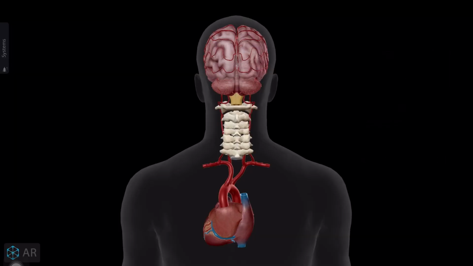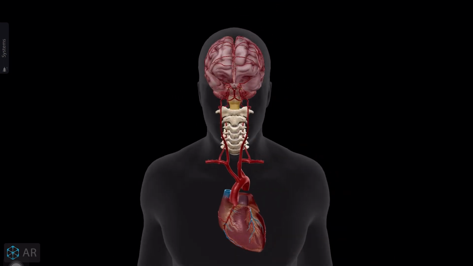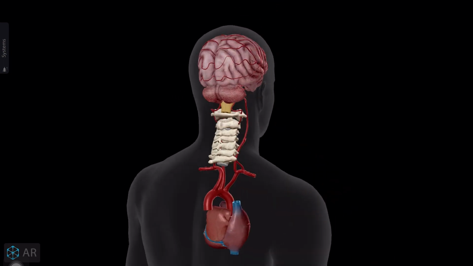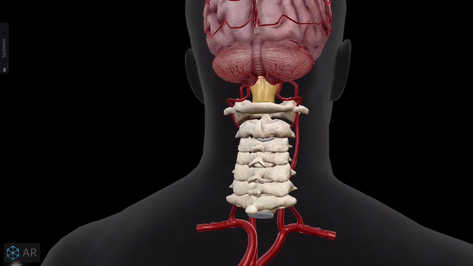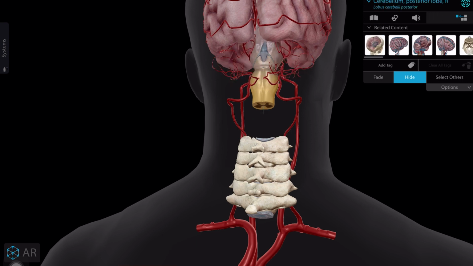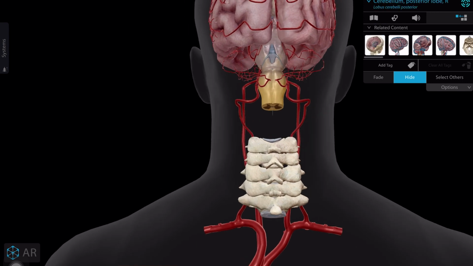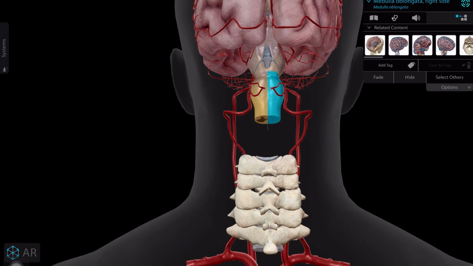Let's understand the arterial supply of the medulla oblongata in the 3D view. If we zoom in, here is the posterior aspect of the human body, and this is the anterior aspect. If we zoom in and remove the atlas and axis vertebrae and cerebellum, we can easily see the arterial supply of the medulla oblongata. This is the medulla oblongata on the left side and the right side, which is supplied by the two vertebral arteries.